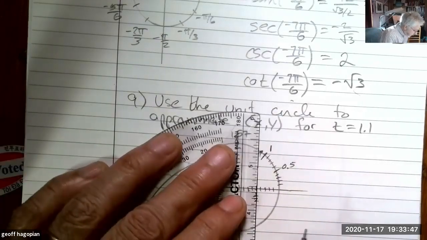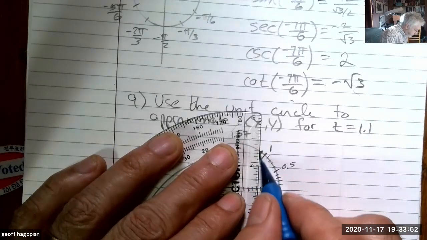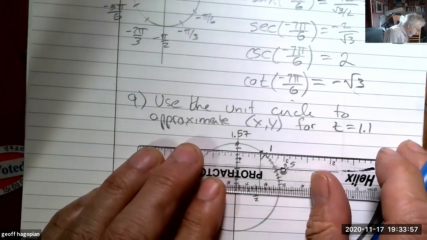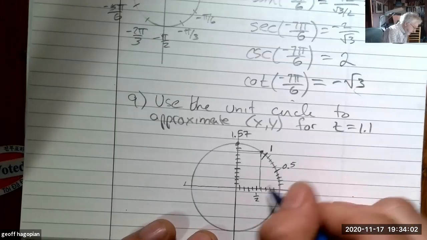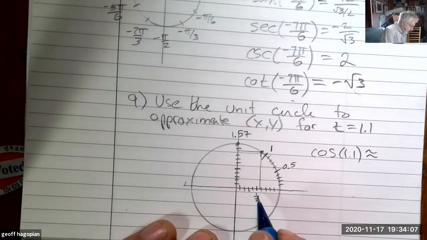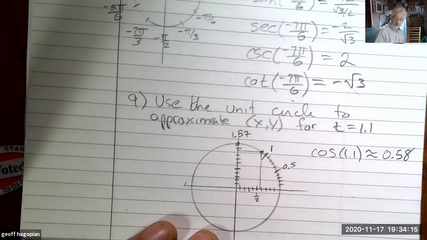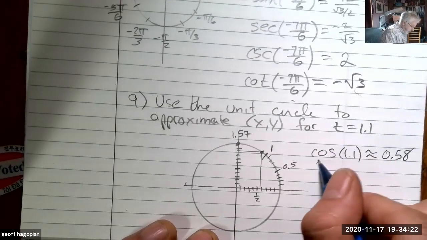So if I drop a plumb line down to the x-axis, I'm going to be right about there. And if I draw a line straight over to the y-axis, I'm going to be about there. So I'm going to say, looks to me like the cosine of 1.1 is approximately, according to my calculations, somewhere between 0.5 and 0.6. I'm going to say closer to 0.6. Now, you might say that there's some hubris in that approximation. Yeah, I've got a preference for 5 and 8, so I like that.